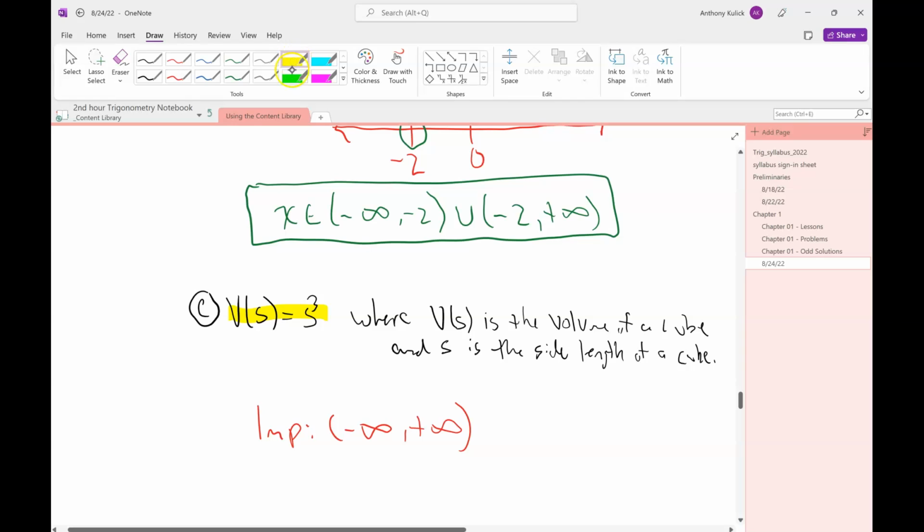But if we look at the context now, we're really going to be just worried about this part of the context, because the s is our independent variable. That's the part that's about the domain. So what can I say about the side lengths of a cube? What kind of numbers can you have as a side length? All positive real numbers could represent the side length of a cube, right?